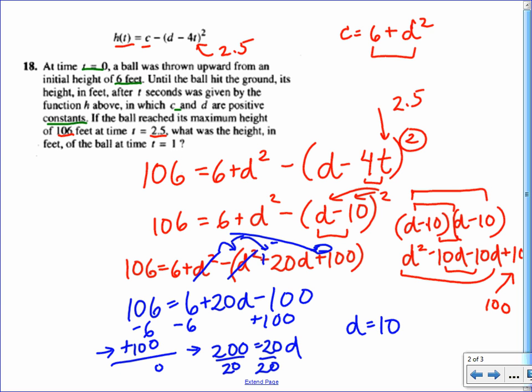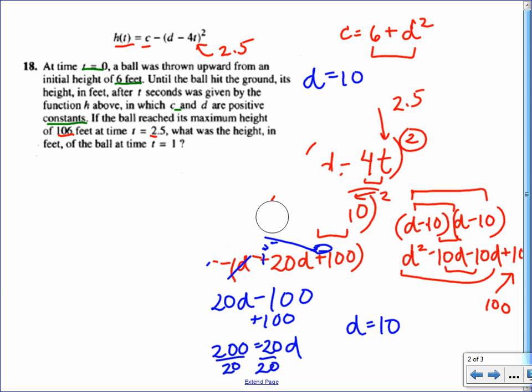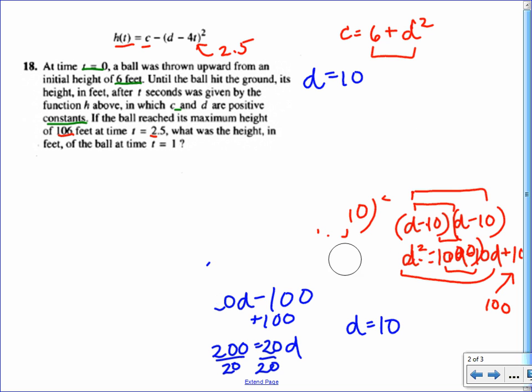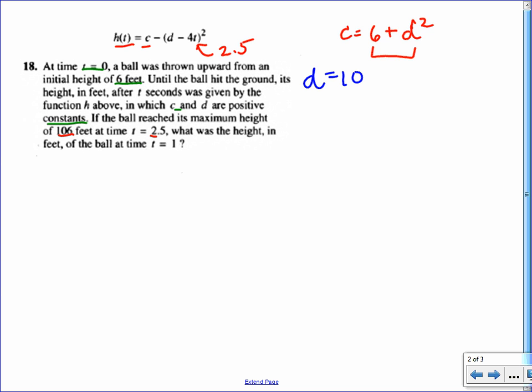Okay, so this is very helpful because then we could answer the question that they have. They want to know the height when the time is 1. So we know d is 10. From that, we'll be able to figure out what c is. So then we have our two constants, and we have the time, so we could figure out the height. So let me just make some room here, and then we'll plug all the information in. Okay, so what is the height at time 1 when d is 10? And then let's plug that in here to figure out what c is. So c is 6 plus d squared. So 10 squared is 100. So c is 106.